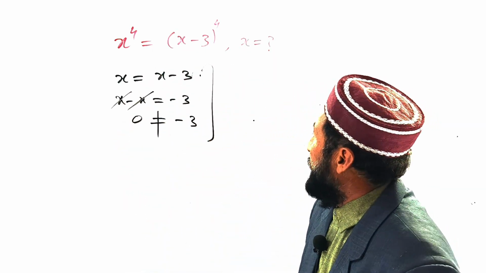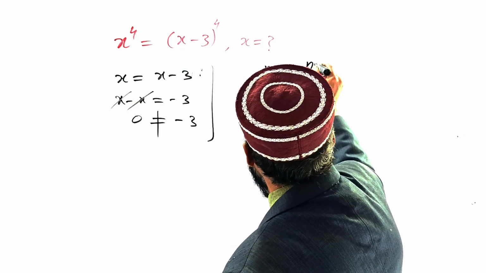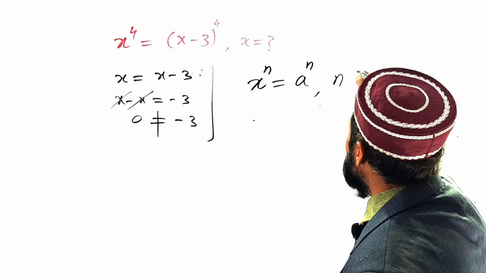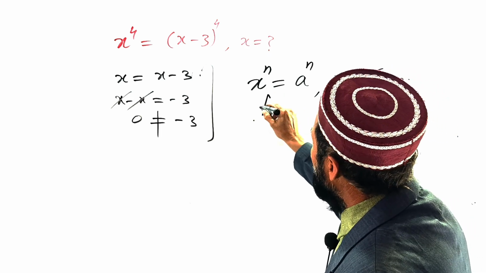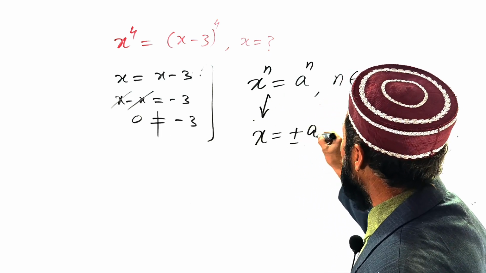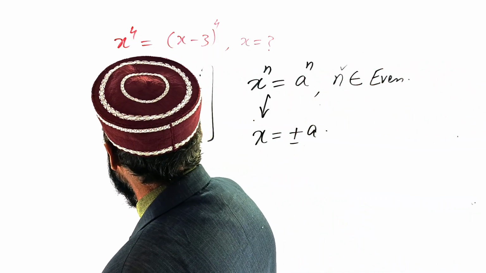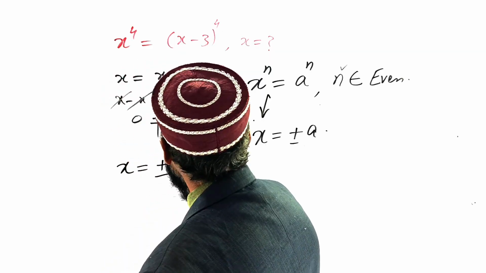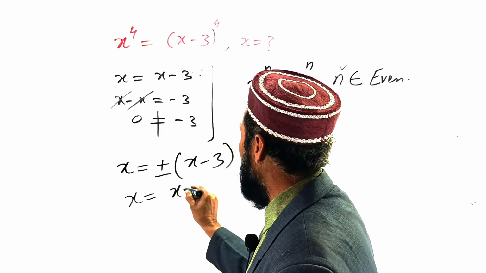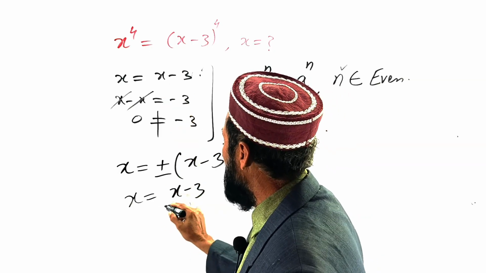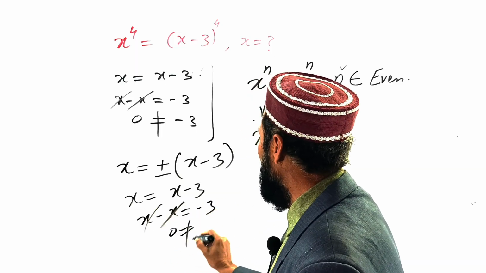If we have the rule x to the power of n is equal to a to the power of n, when the powers are the same and n is an even number, there are two possibilities: x is equal to plus or minus a. Here the power is also an even number, so we have two possibilities: x is equal to plus or minus (x minus 3). The first result, x is equal to x minus 3, we have already seen: the solution does not exist, since 0 is not equal to minus 3.